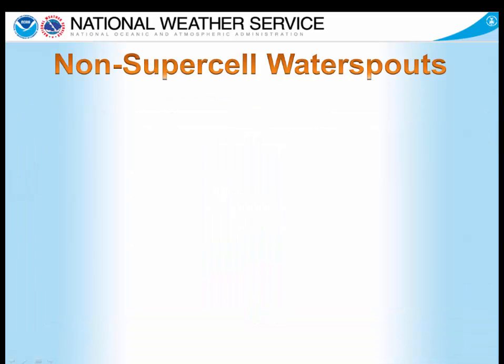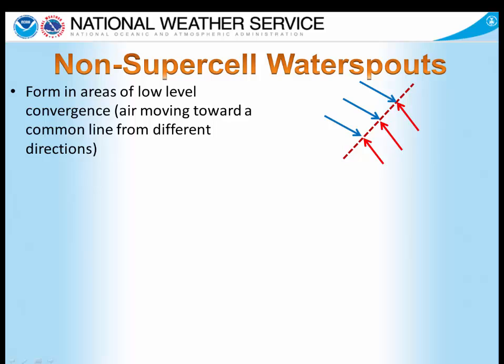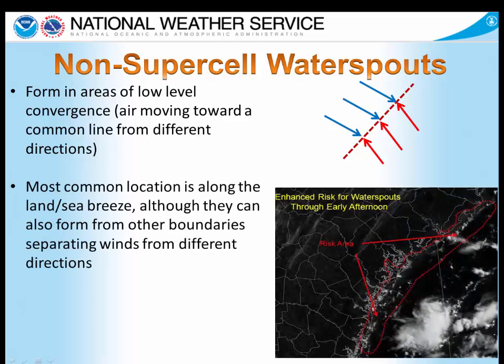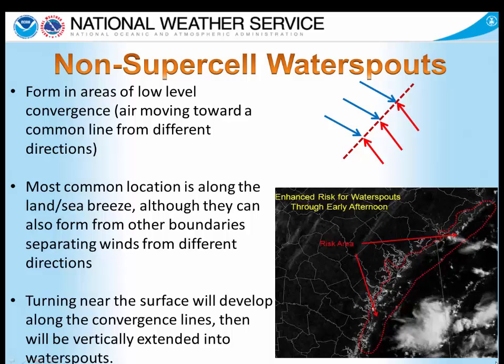Non-supercell waterspouts form along lines of low-level convergence. That means that air is moving towards a common line from different directions. The most common location is along the land-sea breeze interface, although they can form along other boundaries which separate winds from different directions. Turning near the surface will develop along the convergence lines, then will be vertically extended into waterspouts.